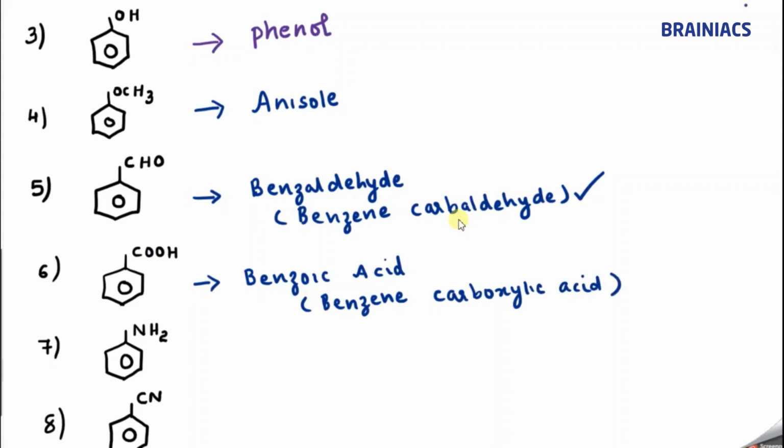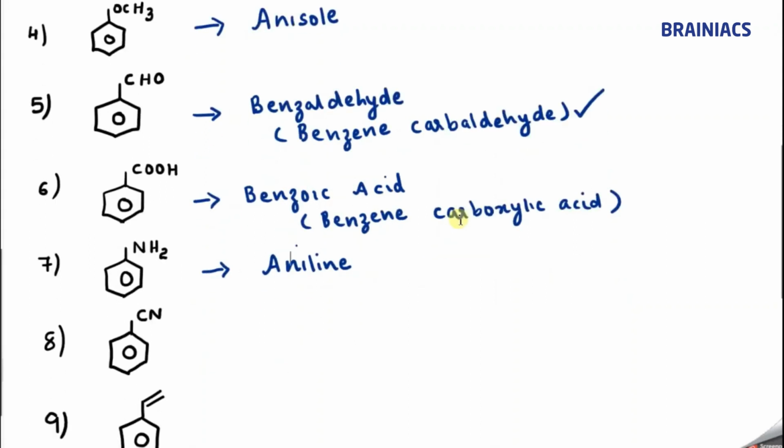Now the next one, whenever NH2 groups, that is amino groups, come to the benzene, then it is known by the name aniline. Please learn this, very important. Aniline. Okay. And whenever a cyanide group comes to this, the common name is benzonitrile. And this is also accepted as an IUPAC name.